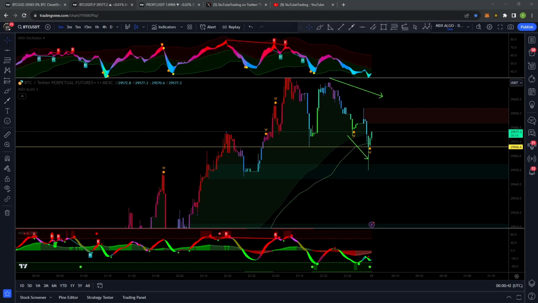Yeah, bullish Heiken Ashi daily close. Nice. Oh yeah, on your chart there, that looks good.